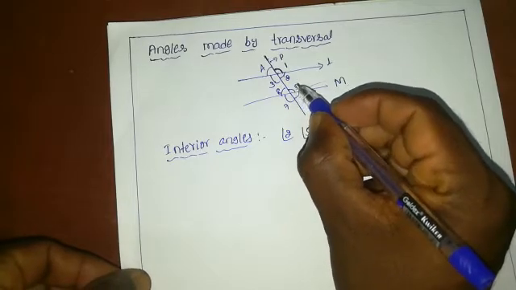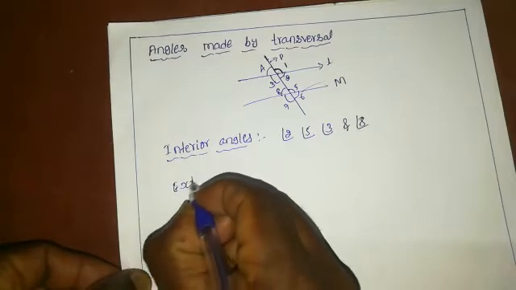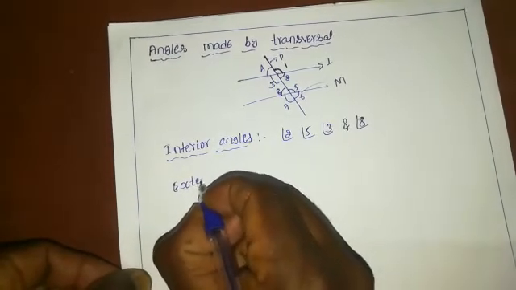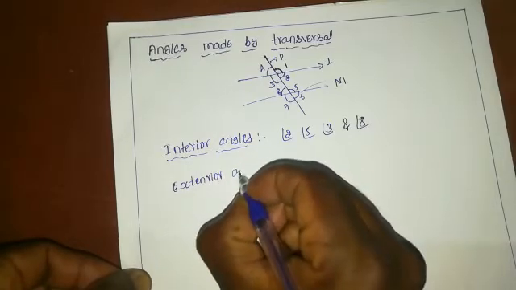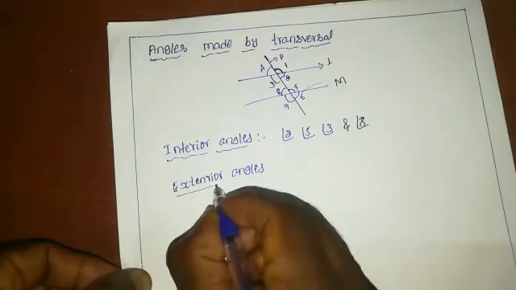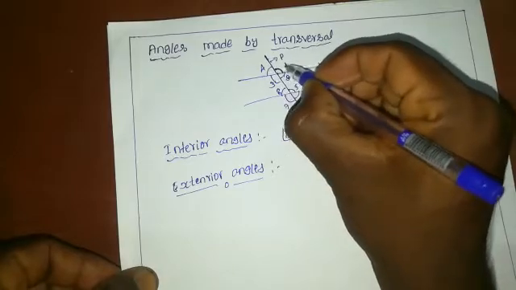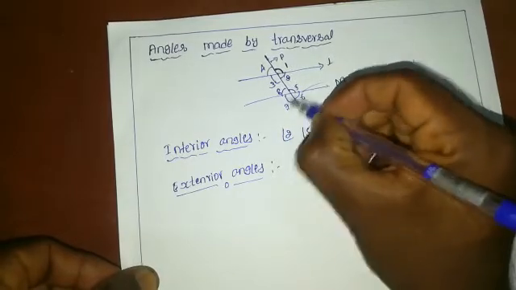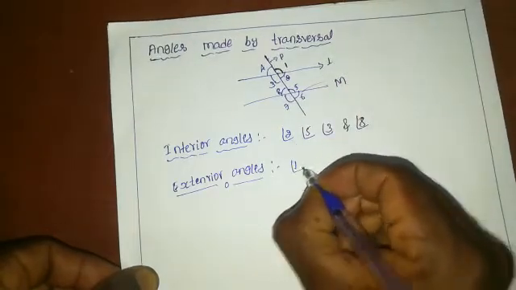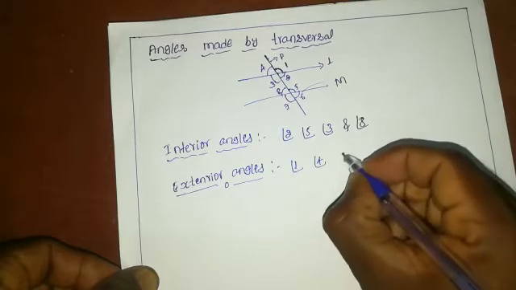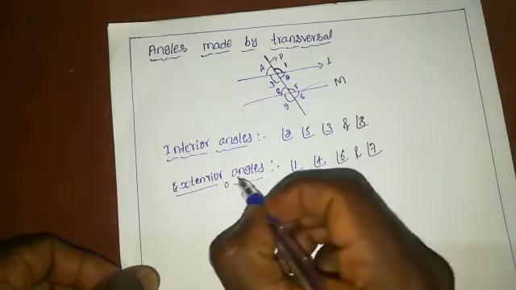Now we have to find out the exterior angles. What is the meaning of exterior? The name itself shows exterior means outside. Outside the diagram means exterior angles. In this diagram, which are the exterior angles? Angle 1, angle 4, angle 6 and angle 7. These four are exterior angles.